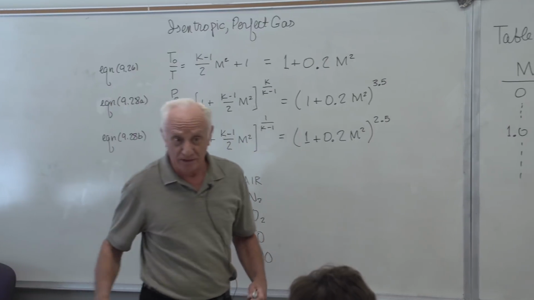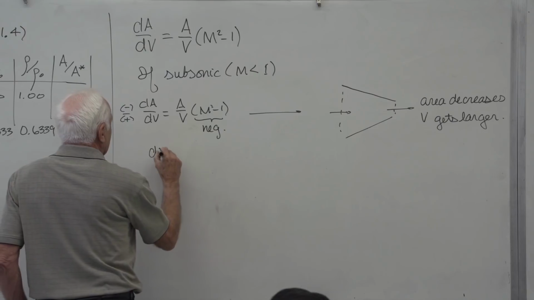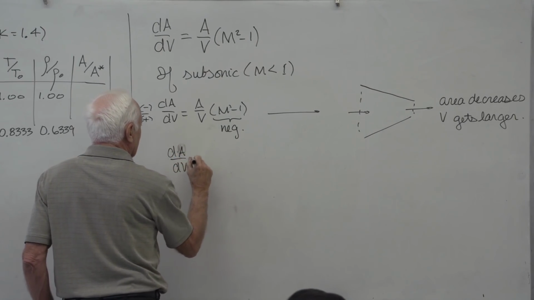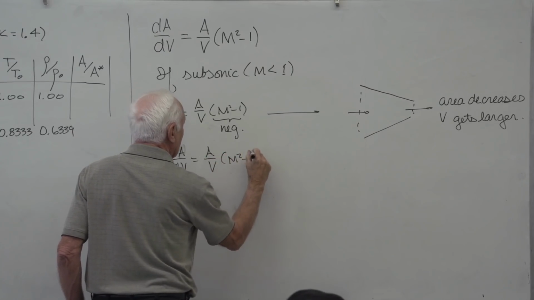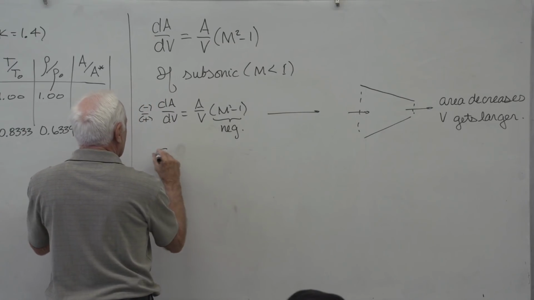Okay, but now we play the compressible flow game. dA dV equals A over V times M squared minus 1. Supersonic.